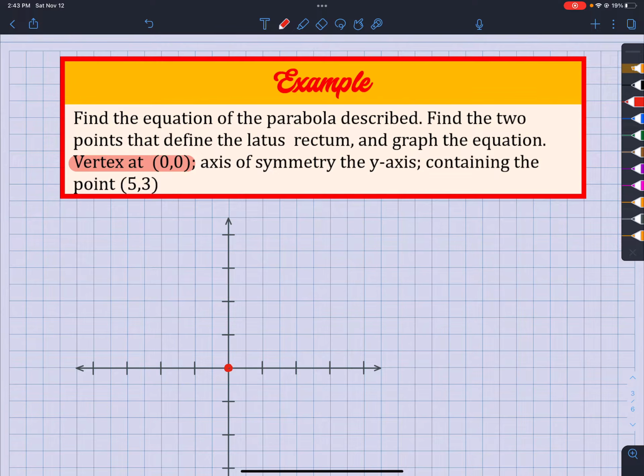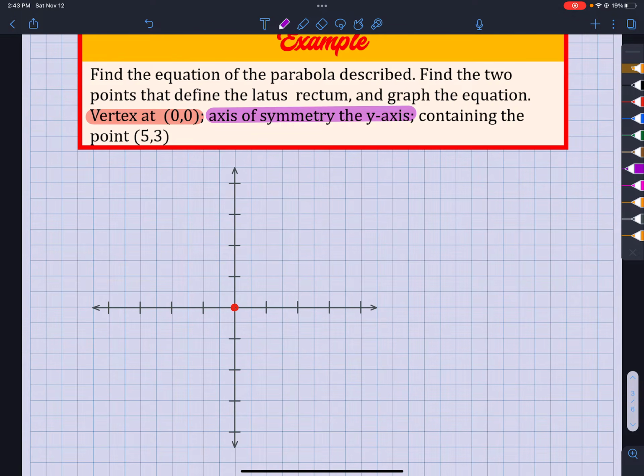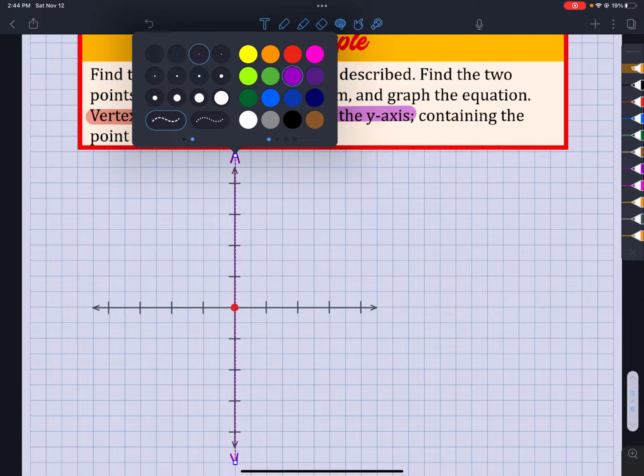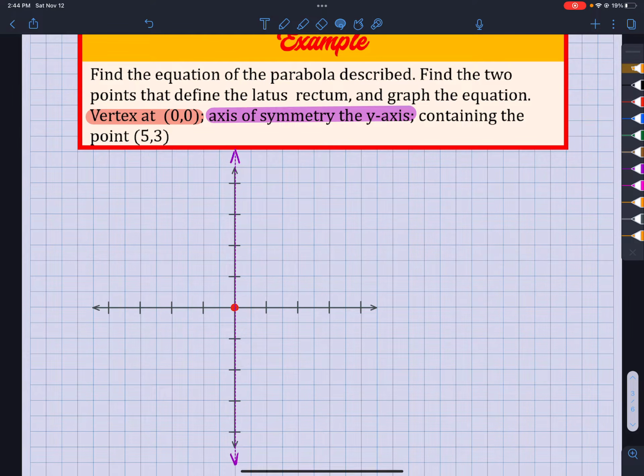Axis of symmetry, let's use purple. So let's highlight this in purple. Axis of symmetry is the y-axis. So let's draw this purple line here that goes down the y-axis, and let's go ahead and make this line dotted. There we go. All right, so that's the axis of symmetry, and then the point 5, 3. So here's the point 5, 3.